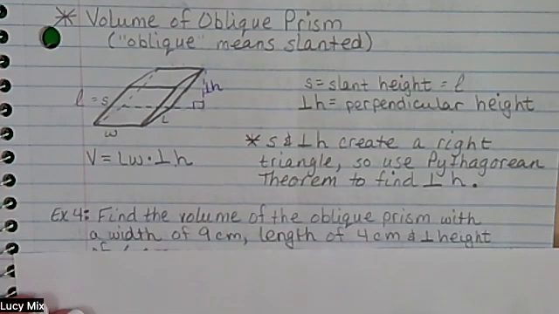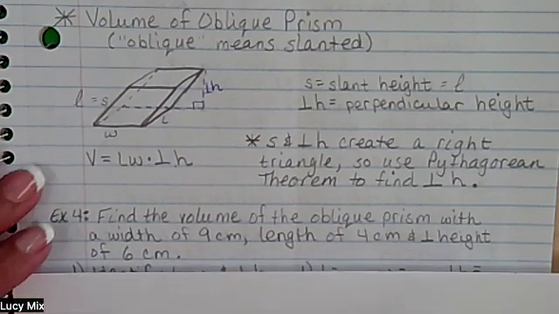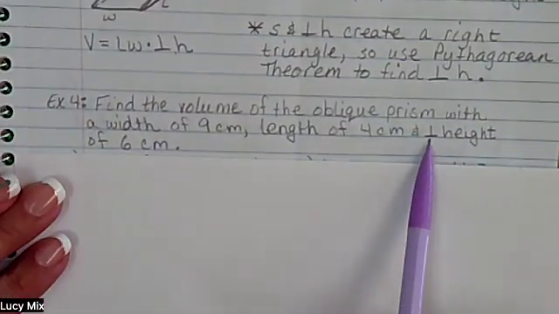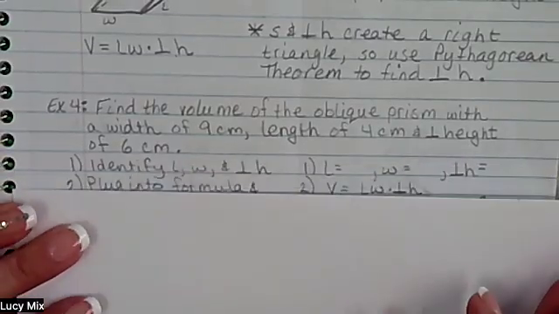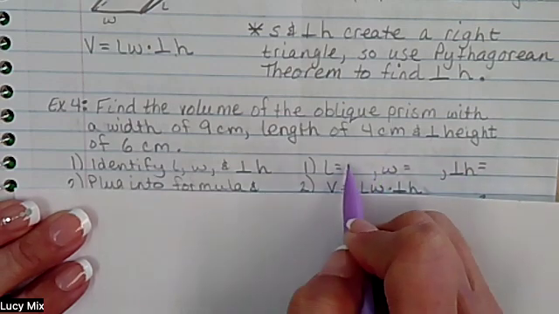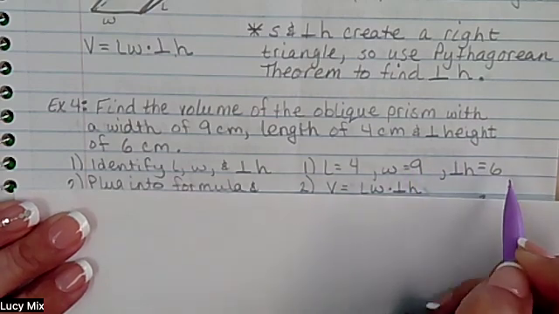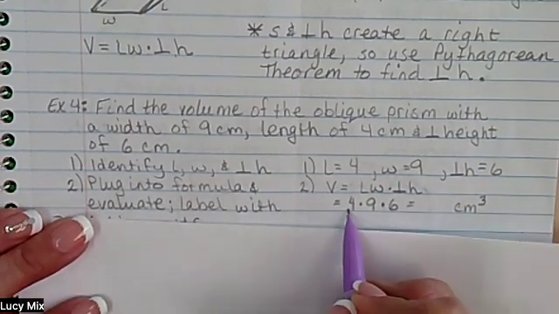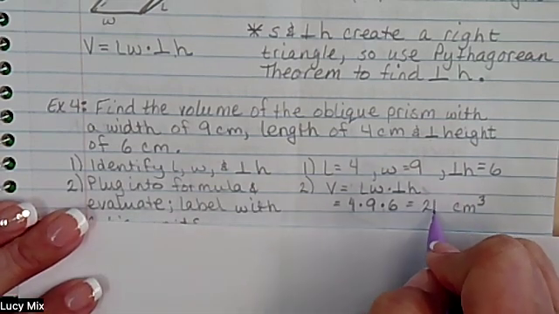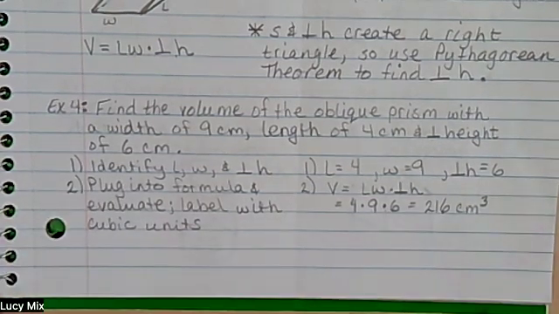So find the volume of an oblique prism with a width of 9 centimeters, a length of 4, and a height of 6. Again, make sure we've got perpendicular height, and then we're going to identify length, width, and perpendicular height. Length is 4, width is 9, perpendicular height is 6. Plug it in, 4 times 9 times 6. Type it out, 216 centimeters cubed. Okay, again, cubic centimeters.